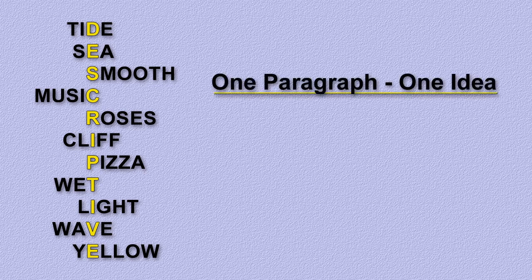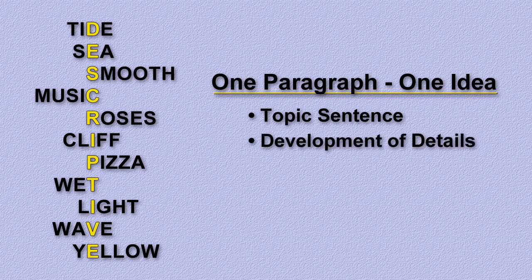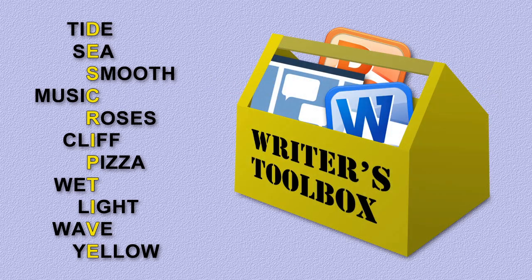A well-written descriptive paragraph will also utilize the 4 characteristics of a paragraph. It will have a topic sentence. It will also have sufficient development of details. It will have unity, and it will also have expressiveness. We're going to deconstruct these 4 characteristics of a paragraph to see how they apply to a descriptive paragraph. Remember that writer's toolbox? We started with basic tools, and today we're going to enhance our toolbox with a few specialized writing tools.